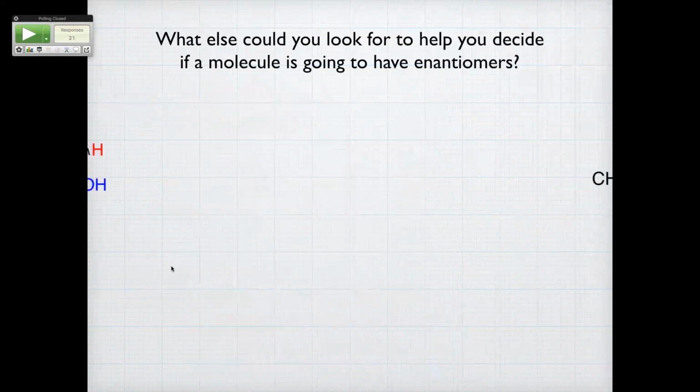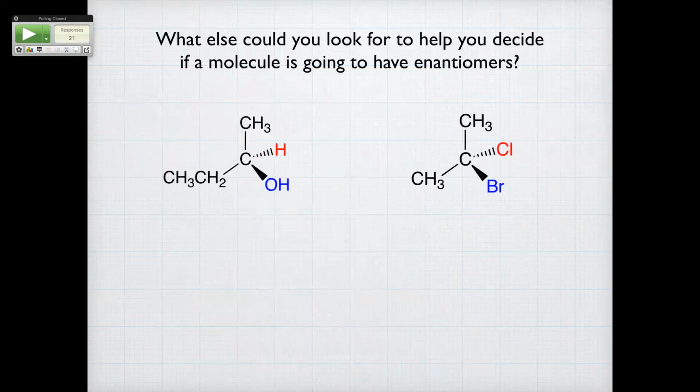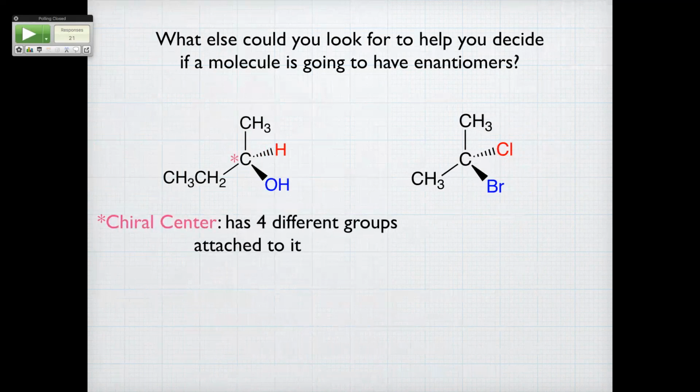Okay, here are the 4 groups. Notice that this is what we refer to as a chiral center. A chiral center has 4 different groups attached to it. And you see that we put that little asterisk there? That stands for chiral. It's a standard that you'll see in this chapter in the book, where they'll show you the chiral centers and put little stars, little asterisks, by them.